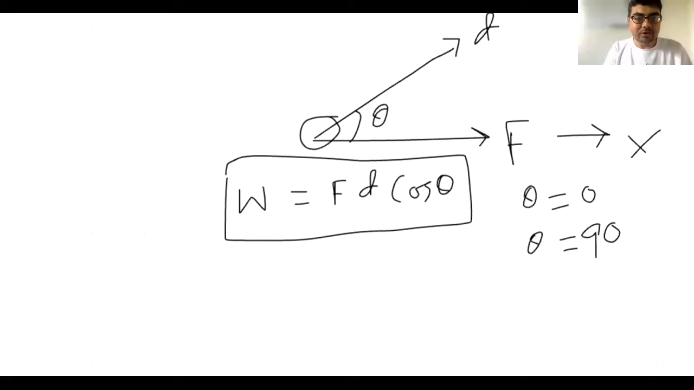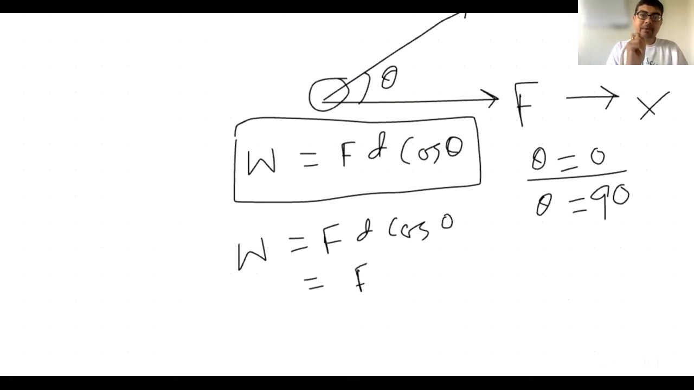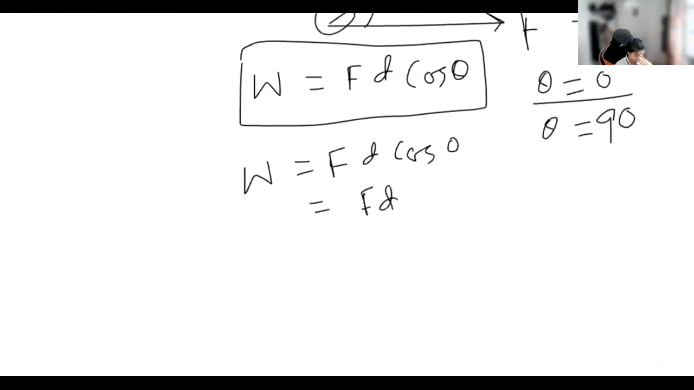Let's put the value of theta here. FD cos theta means FD cos 0, theta is equal to 0. And you have to remember cos 0 is equal to 1. You need to remember cos 0 degree is equal to 1. Clear? And the second condition is when theta is equal to 90 degree, what does it mean?